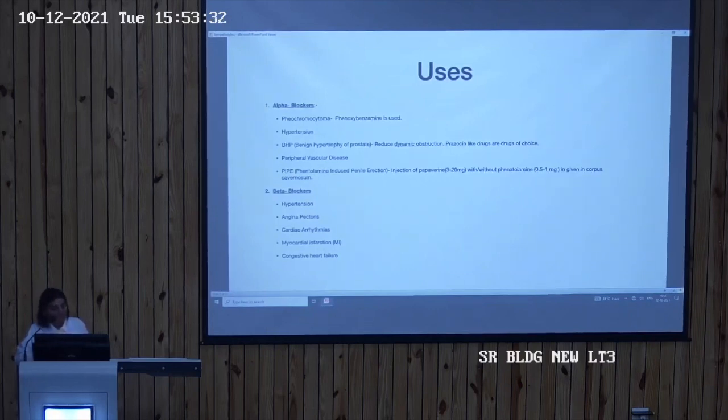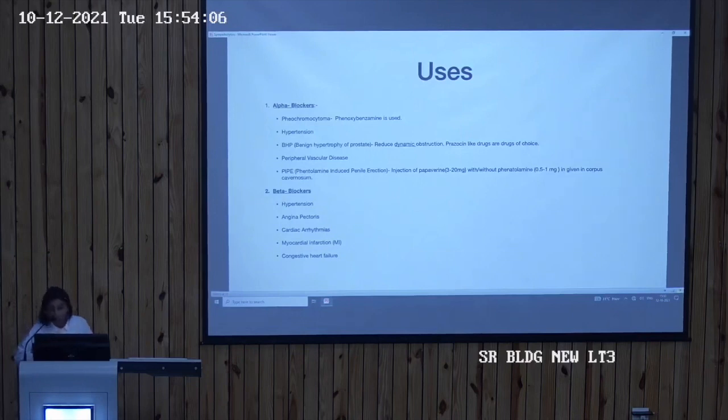We give it in benign hypertrophy of prostate. In this, there are two types: one is static obstruction and another is dynamic obstruction. Alpha blockers are given in dynamic obstruction. Static ones are those in which there is a change in the size of the prostate, whereas in dynamic there is just a problem with flow. Either there will be muscle tone changes, or there will be obstruction in the path that we relax. So prazosin-like drugs are the drugs of choice in such cases.